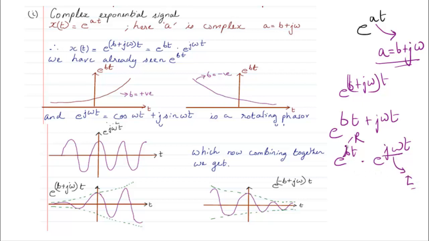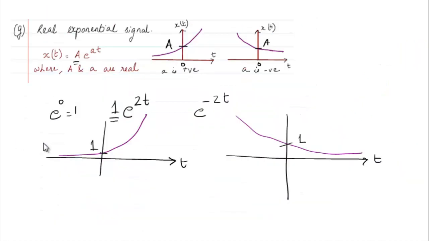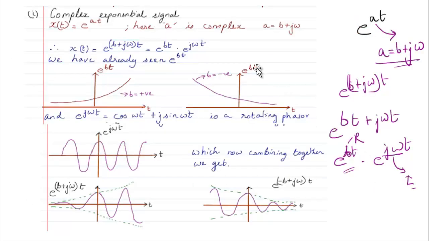So this real portion, e raised to power bt, is similar to what we had seen previously, when we had studied the case of a real exponential signal. Instead of e raised to power at, if I write e raised to power bt, then if b is positive, it is going to be this curve. If b is negative, it is going to be this curve.